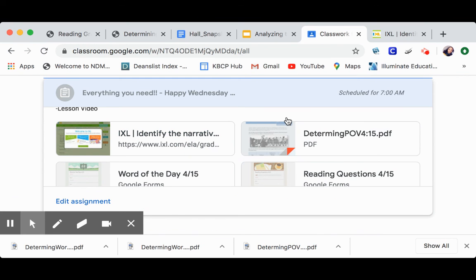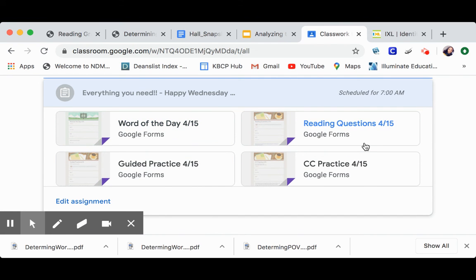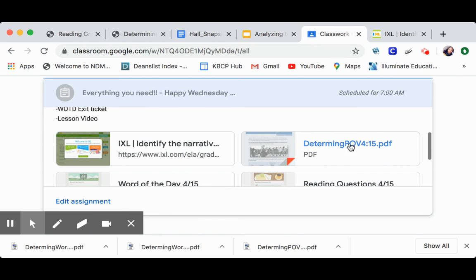I just want to go back to our Google Classroom. So you have the iExcel, which is your extra work that you need to work on. You have your words of the day, which is where you will put your word of the day, the definition you made up, and then a sentence that you made up. You have your reading questions. You have your guided practice. You have your CC practice, okay? And then you have the material itself. So you should have everything that you need.